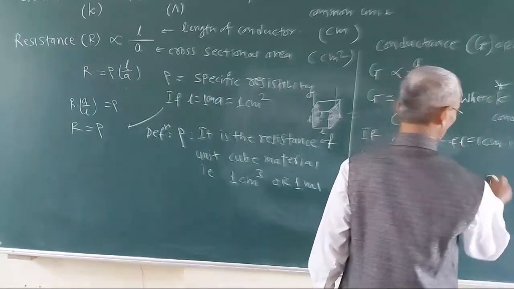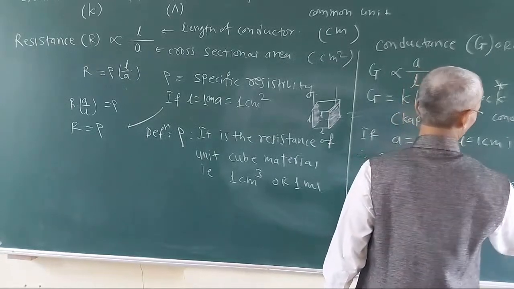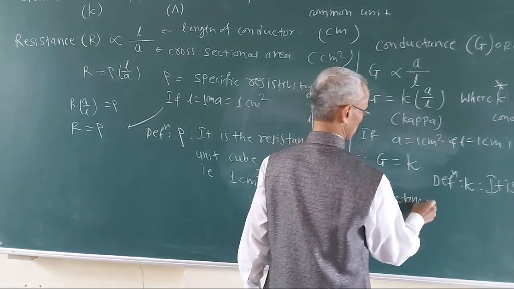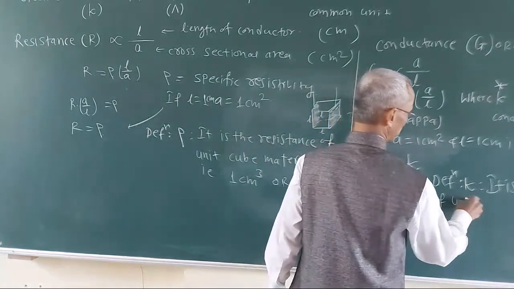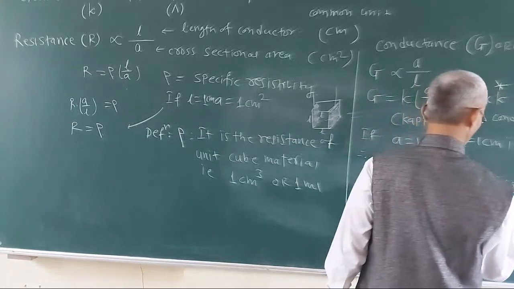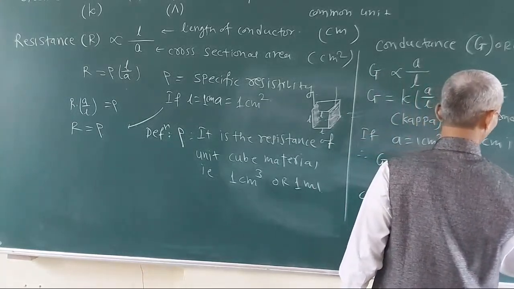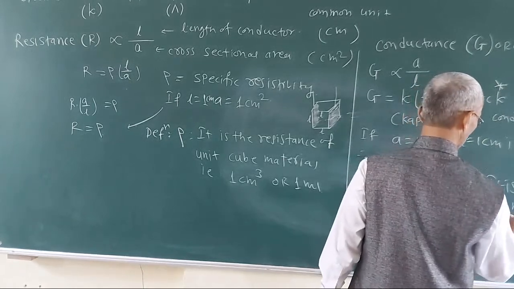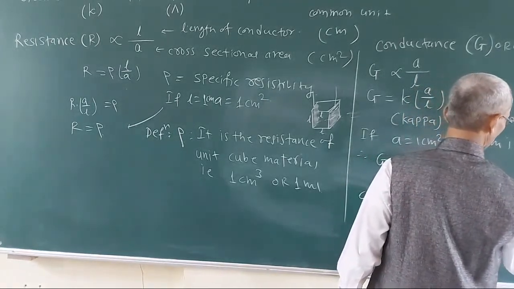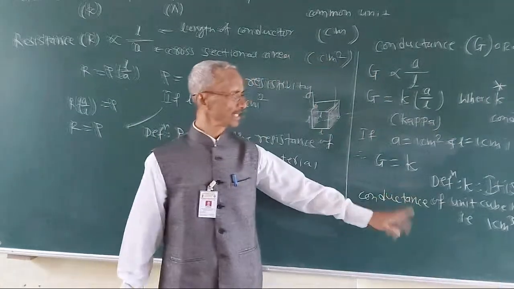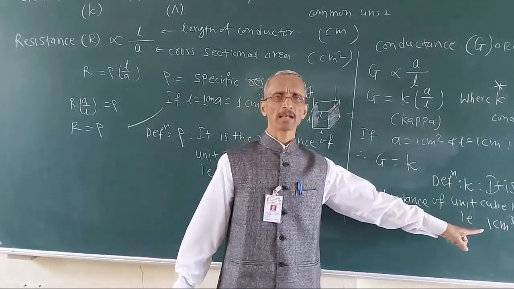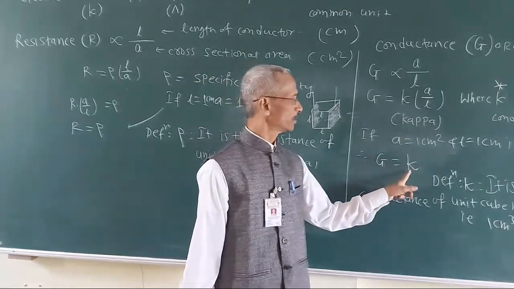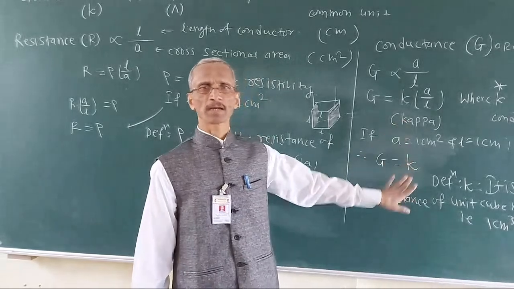It is the conductance of a unit cube of material. That is, of course, a 1 centimeter cube, that is 1 ml. So whatever material is in 1 ml, its conductivity is said to be its specific conductance.